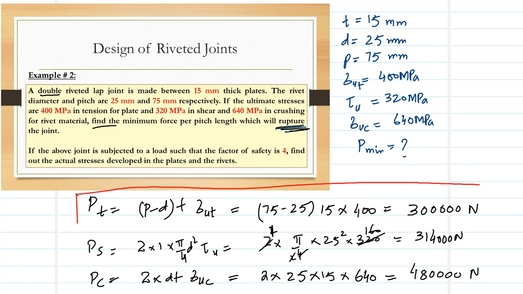See, the least value is 300 kilonewton, whereas in case of shearing we have 314 kilonewton, and in case of compression or crushing we have 480 kilonewton. So the tearing load is the least load, which is 300 kilonewton.